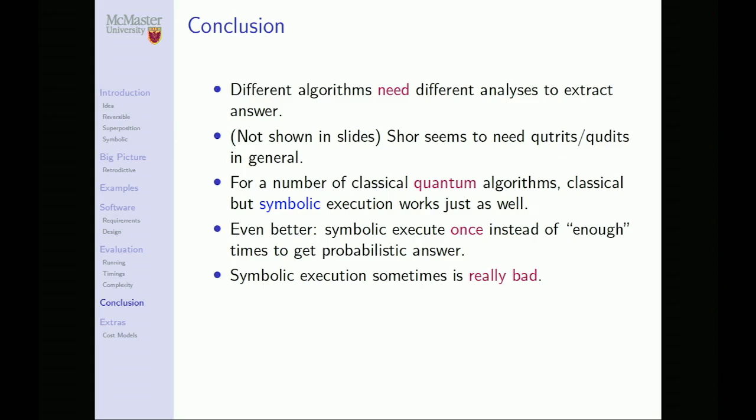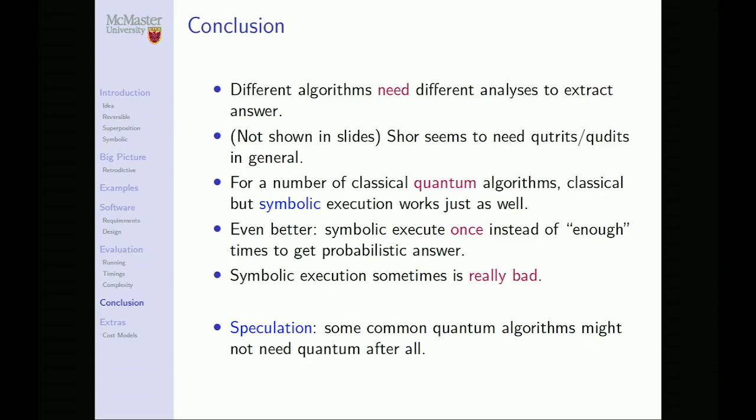So, symbolic is great. And where quantum needs to run multiple times, we run it once. But of course, that's the best cases, right? This is not magic. But it's kind of magic in some cases. Why? So our speculation is there are some quantum algorithms which we think are quantum right now, but they're not. And this gives us a hint of some of them. Yeah, there's probably a classical algorithm to do it.